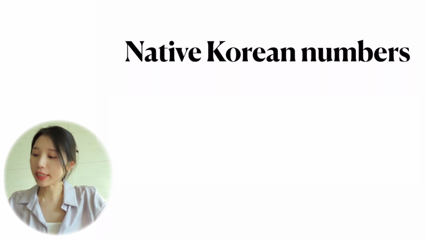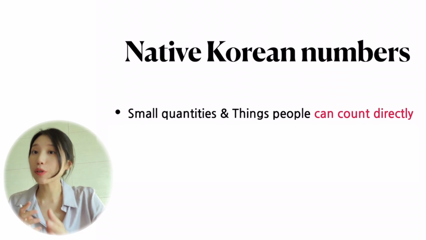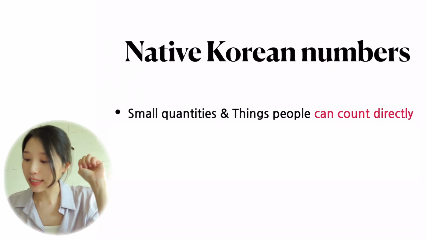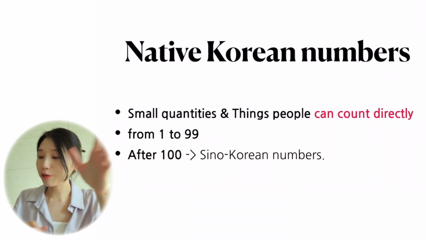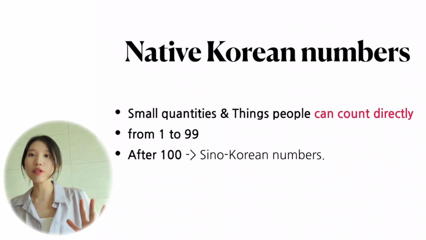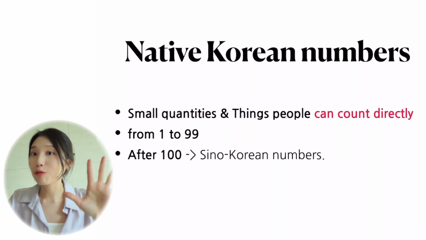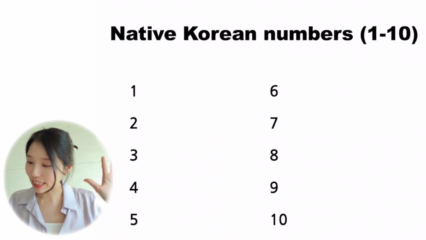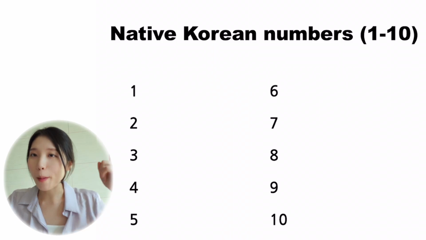Alright, so let's start with native Korean numbers. Do you remember the point that I said last time about native Korean numbers? Yes, native Korean numbers are mainly used for small quantities. Because of that, native Korean numbers exist only from 1 to 99. That means after 100, all Korean numbers are Sino Korean numbers. There are no native Korean numbers over 100. But before we get there, you must memorize 1 to 10 for both number systems. So let's start with native Korean numbers from 1 to 10. This part, again, we have to memorize.